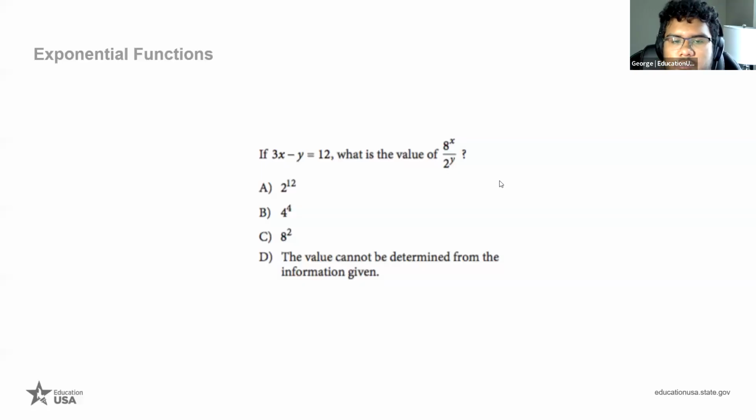The next equation here deals with exponential functions. So this problem is asking, if 3x minus y equals 12, what is the value of 8 to the x divided by 2 to the y? This might be a little tricky, but if you can't get it, I'll explain how you would go about this, but go ahead and give this a try for a little bit.